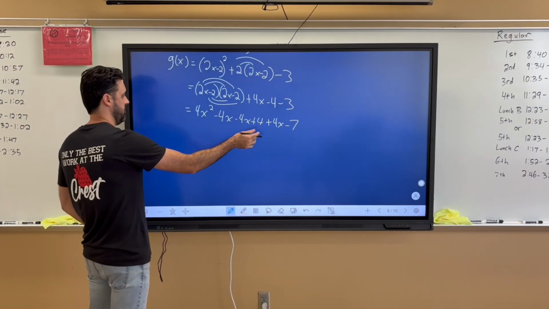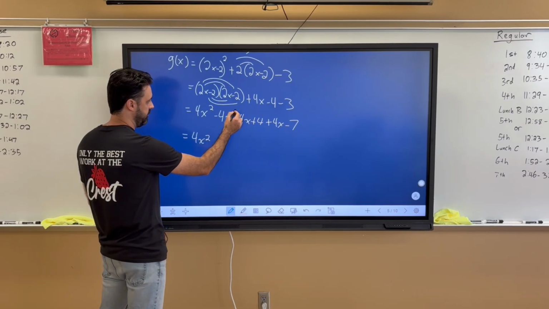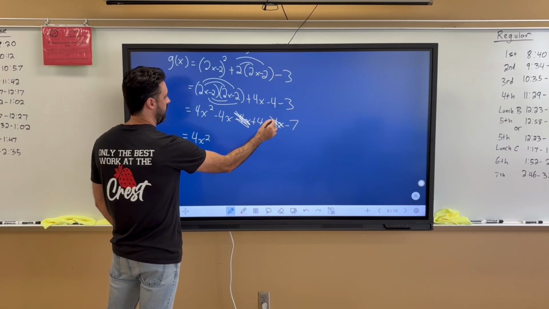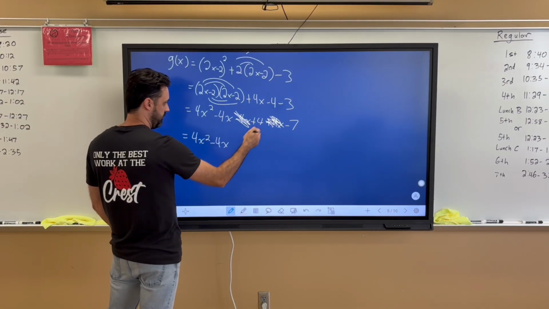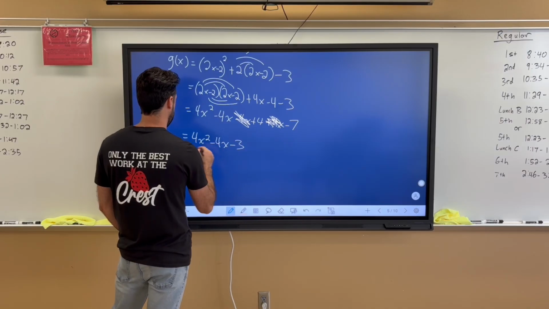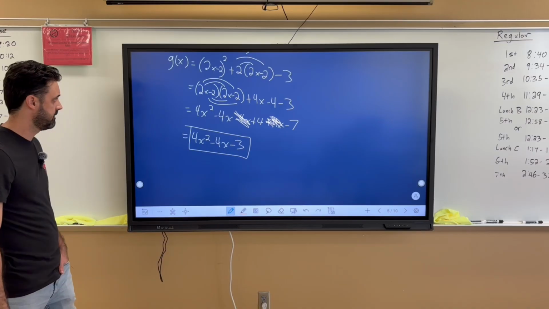All right, last step is just combining like terms. And let's see, the negative 4x is going to cancel out with the positive 4x. So we're just left with that negative 4x. And then 4 minus 7 gives us minus 3. All right, so those are a little bit tricky, but that's how we do that one.